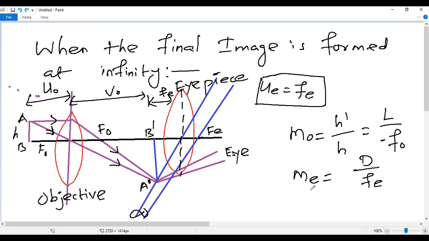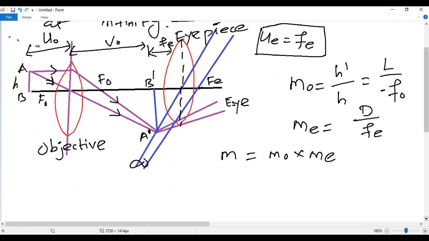Now total magnification M equal to M naught into Me. Then you will get M equal to minus L divided by f naught into D divided by fe. This is my last formula. That's all.